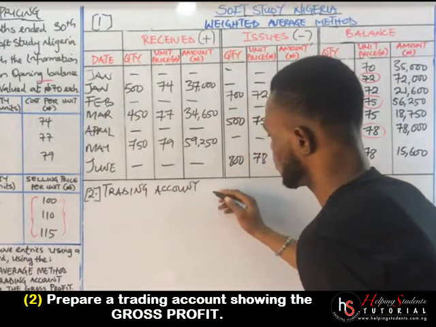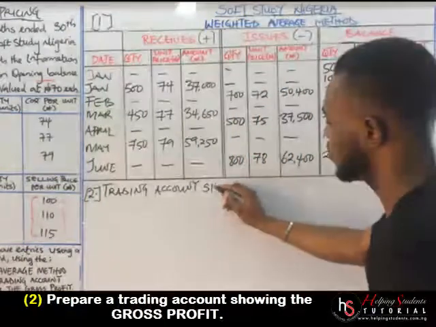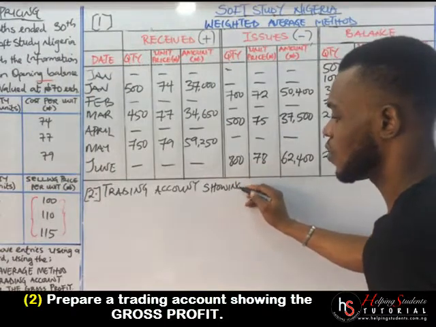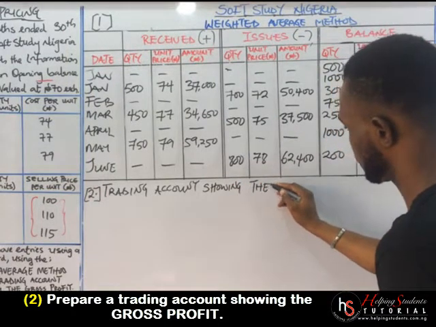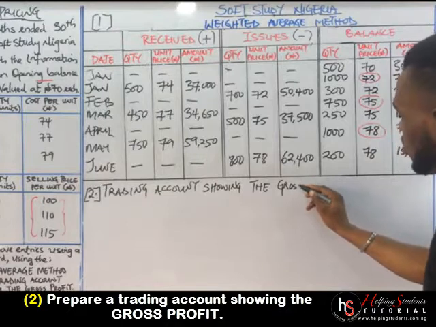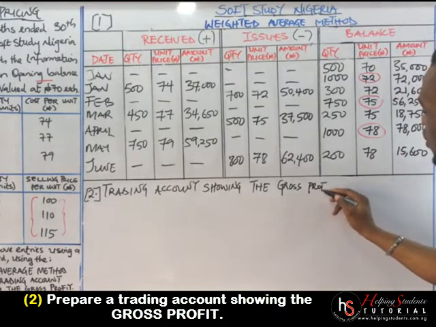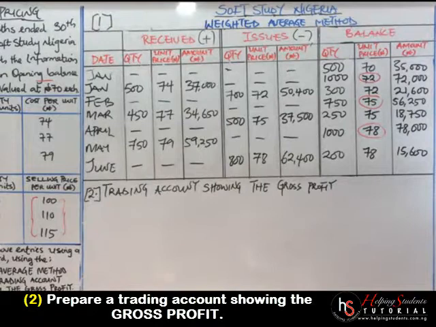Trading accounts, showing the gross profits. So this is what we're about to solve. So how do we go about it?